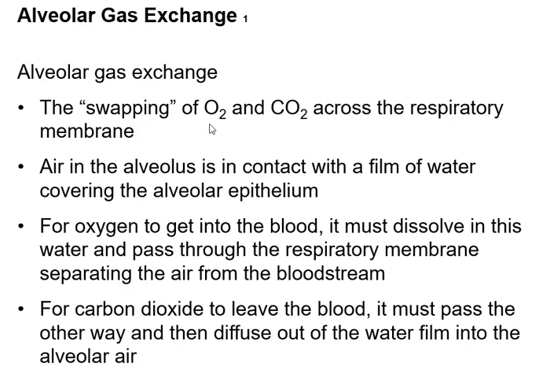Here's the slide that tells you about the CO2 and the oxygen swapping across the respiratory membrane, which is the alveolar squamous epithelial cells on one side and the squamous capillary cells on the other side. There's the liquid inside the capillary, obviously the plasma, and then you've got the surfactant in the lungs. So you have liquid, so the oxygen and the CO2 are actually passing from liquid to liquid. So for oxygen to get into the blood, it has to dissolve in the water, pass through the respiratory membrane, and then come on out that way.